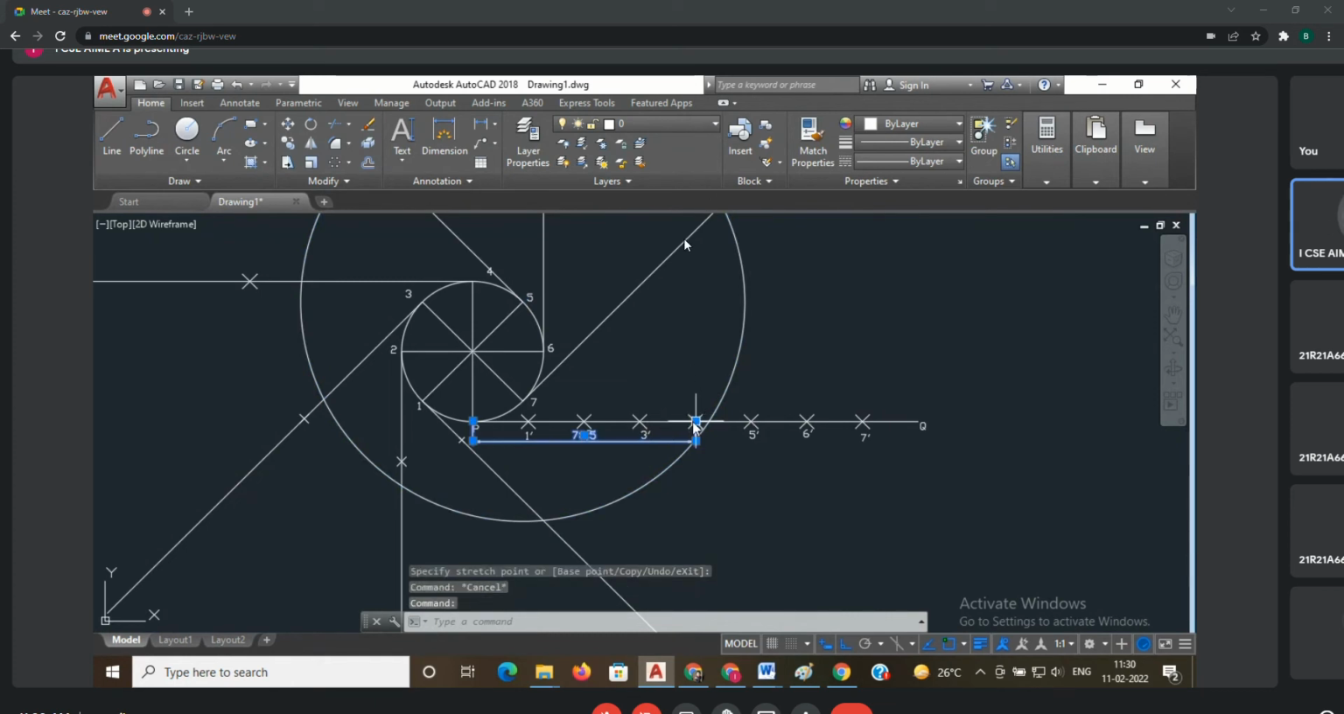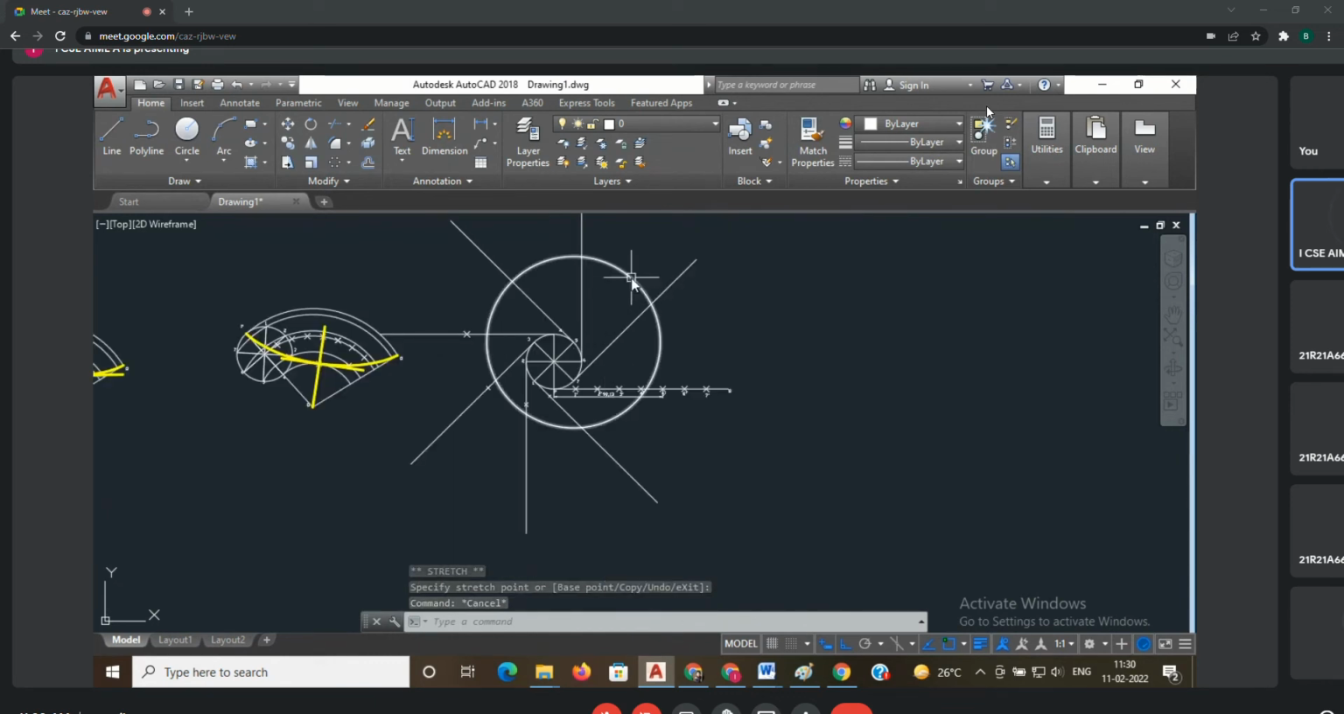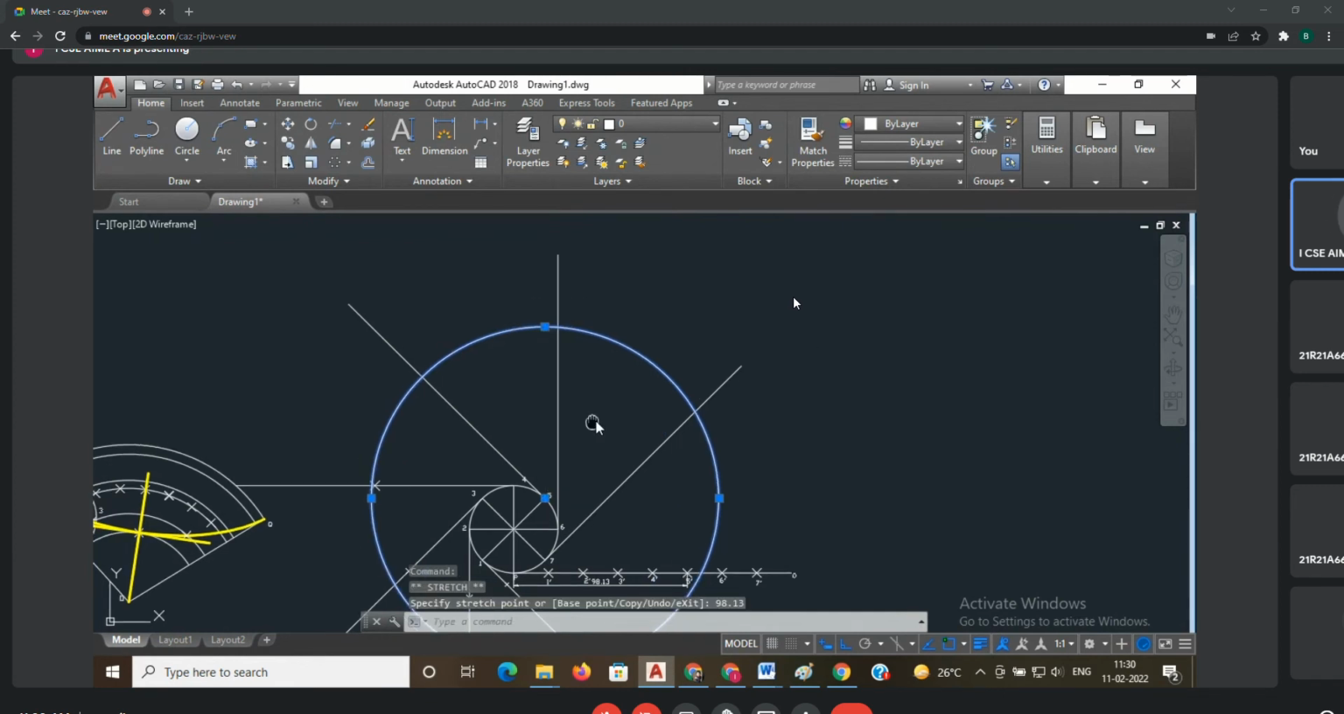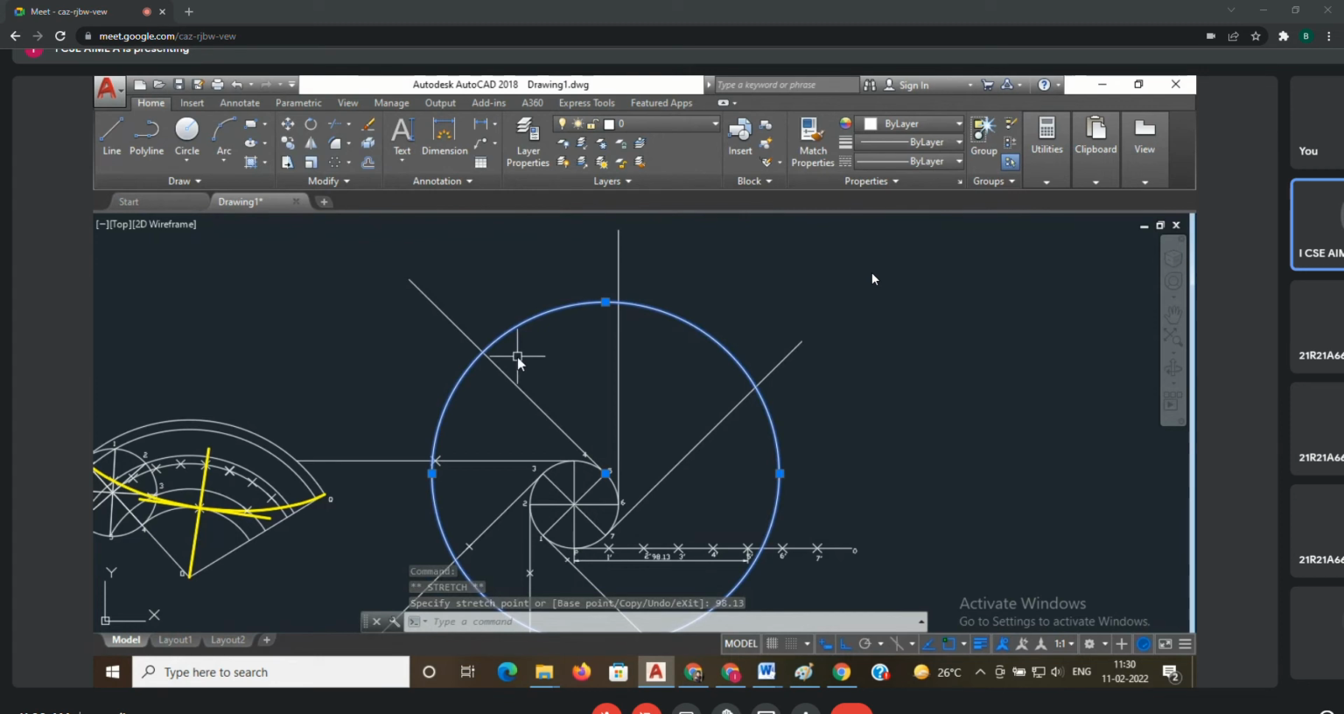Shift the center from P to P5 dash. Okay. Now what is the value here? 98.13. Okay. Select here and move like this. How much? 98.13. Done. Now there is a point 5. That's why you will get the point on the fifth line. Nothing but this is P5.